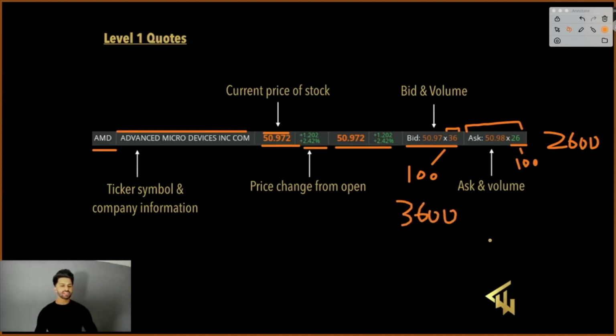So this is very typical information. It's not really that helpful in day trading. It's not going to tell you if the stock is going to go up very fast or go down. You can't really use this information to judge all that.